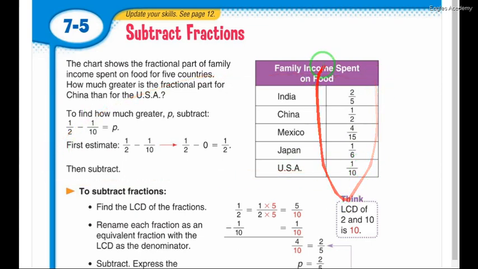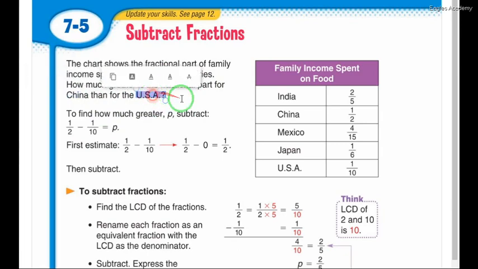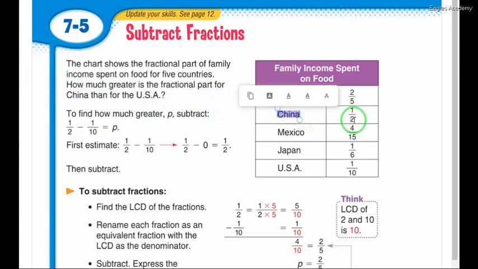So we need to find the difference between the fractional part for China and USA. As you can see here, for China we have 1 out of 2, and for USA we have 1 out of 10. So to find how much greater P is, subtract 1 out of 2 minus 1 out of 10. We need to subtract 1 out of 2, which is the percentage spent on food in China, here.